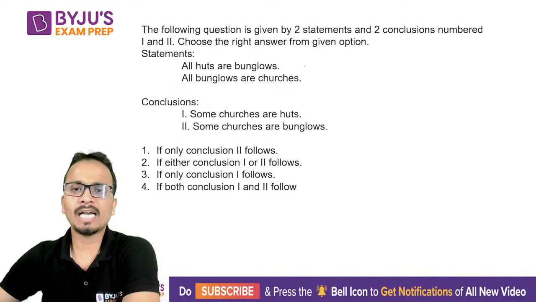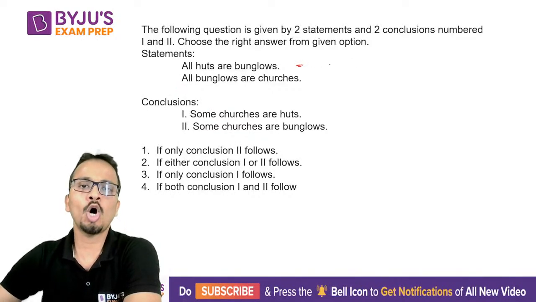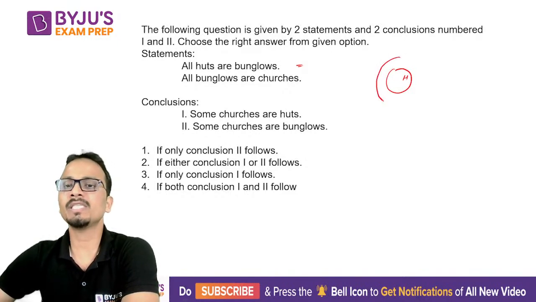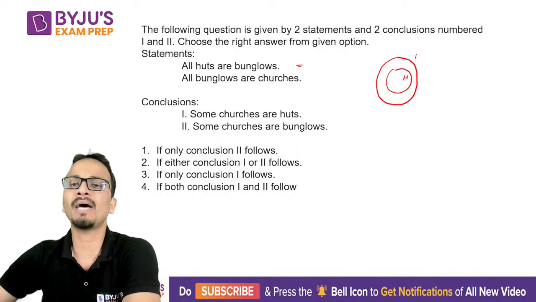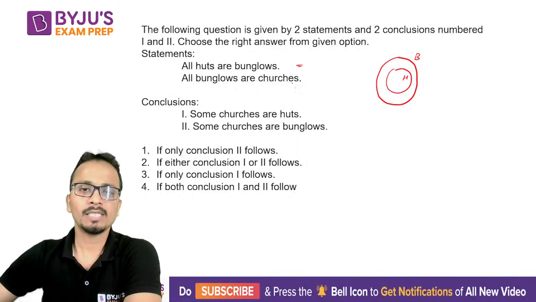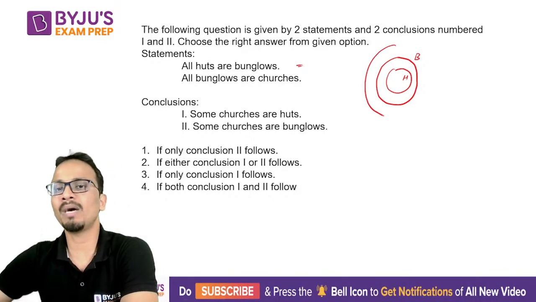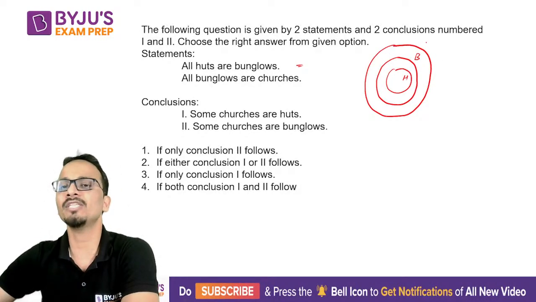Okay, so let's start drawing the Venn diagram. For the first one, all huts are bungalows. So let's say this circle represents all the huts. All huts are bungalows, so basically huts will be completely overlapped by bungalows. The second statement says that all bungalows are churches. So bungalows will be completely overlapped by churches.